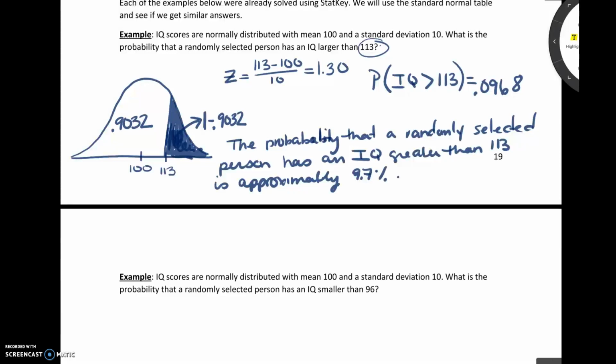All right, so let's compare this with the answer that we got from StatKey. So if you go back a page, and look at what we had for that first problem on page 18, you'll see that we also found that that probability was about 0.097. So we get the same answer whether we use StatKey or we use the table. So let's look at another one.